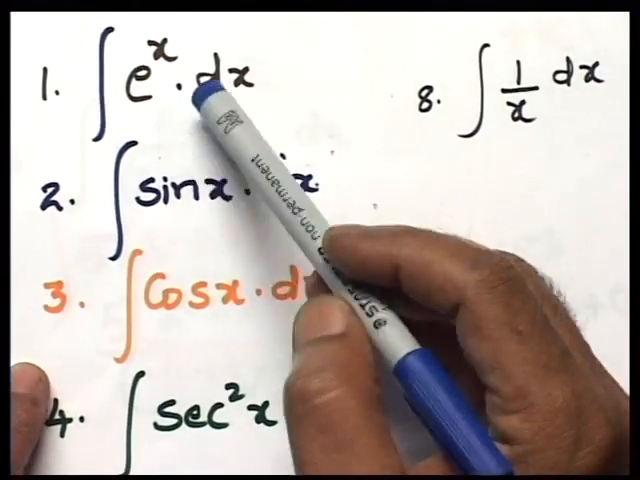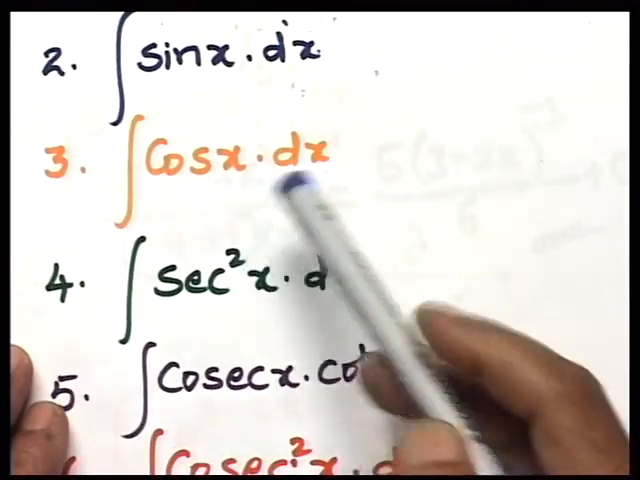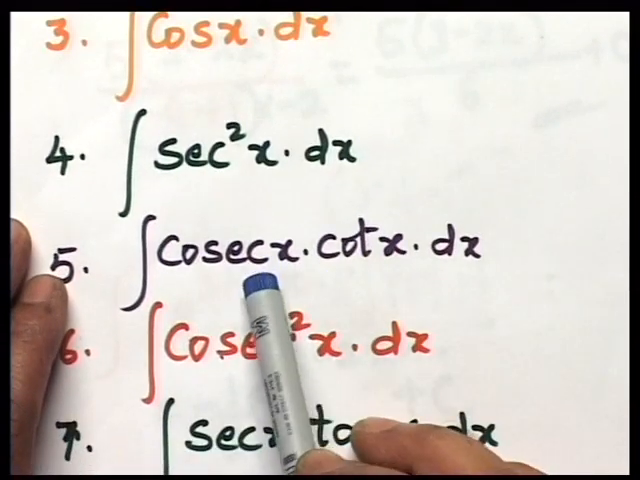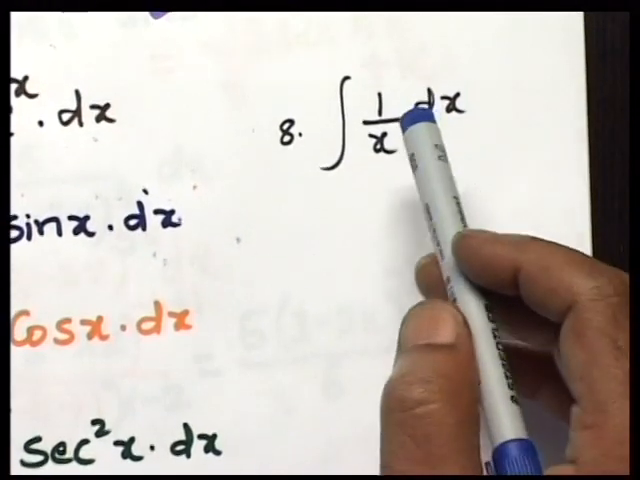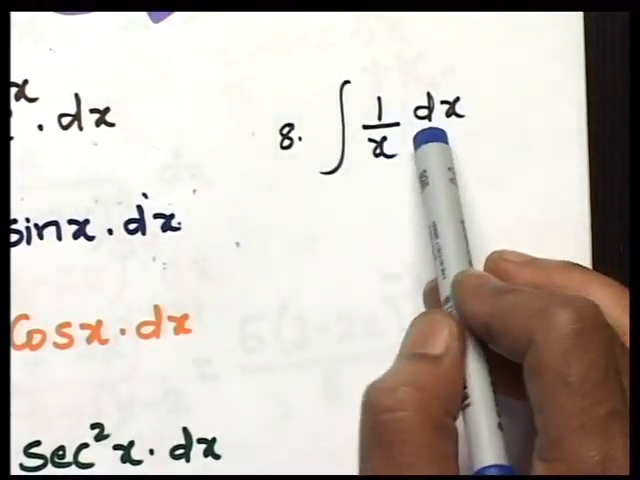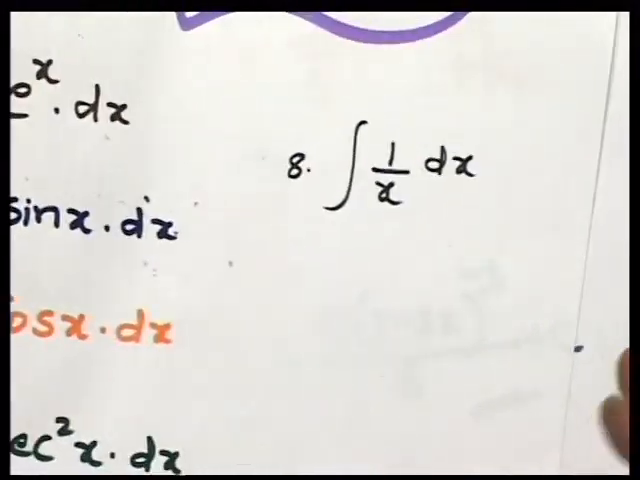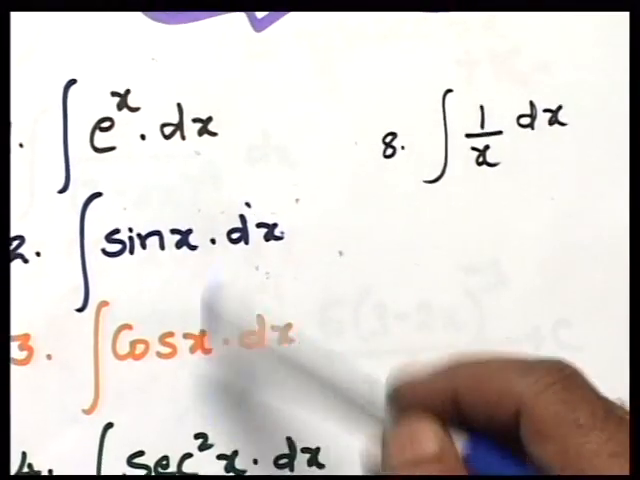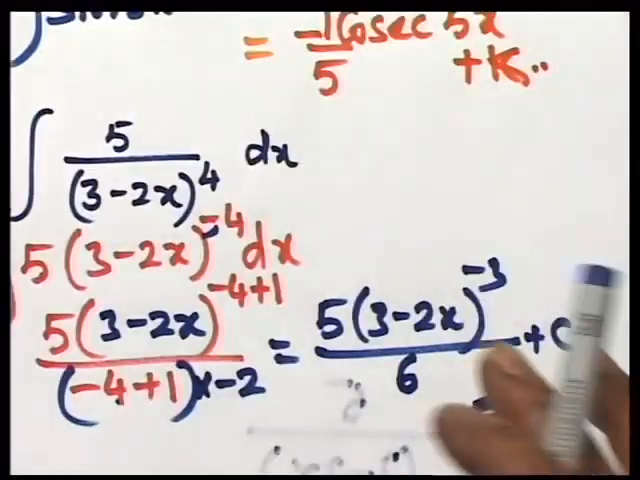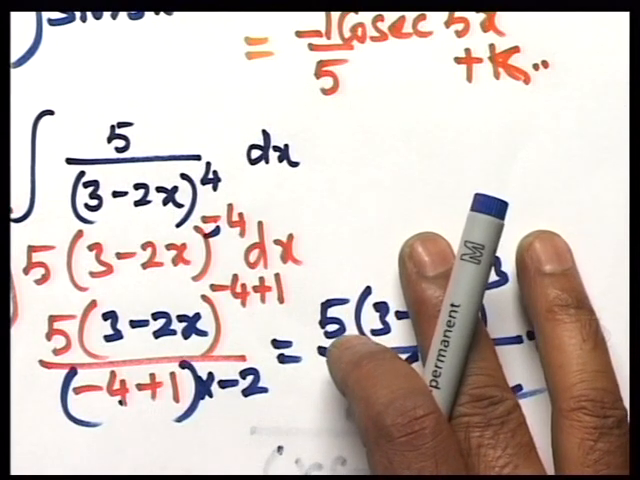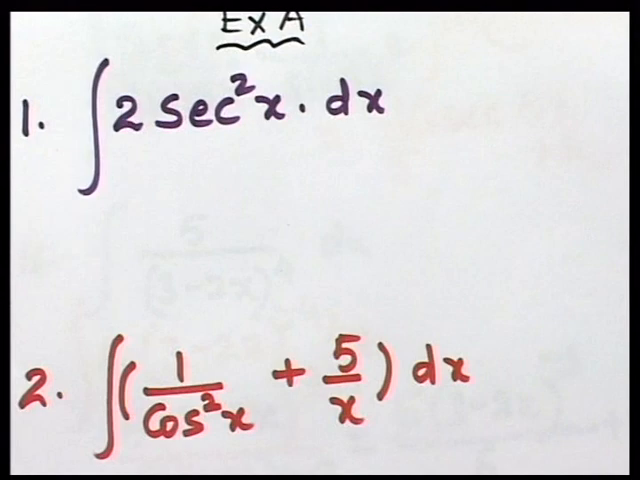I have written those standard functions here. e to the x, sin x, cos x, sec square, cosec and cot, cosec square, sec and tan. And the last one is 1 over x, which you get as natural log x. Once you know how to use these standard functions, we can derive the other ones later, right? So let's look at question number one. We have exercise A, question one.